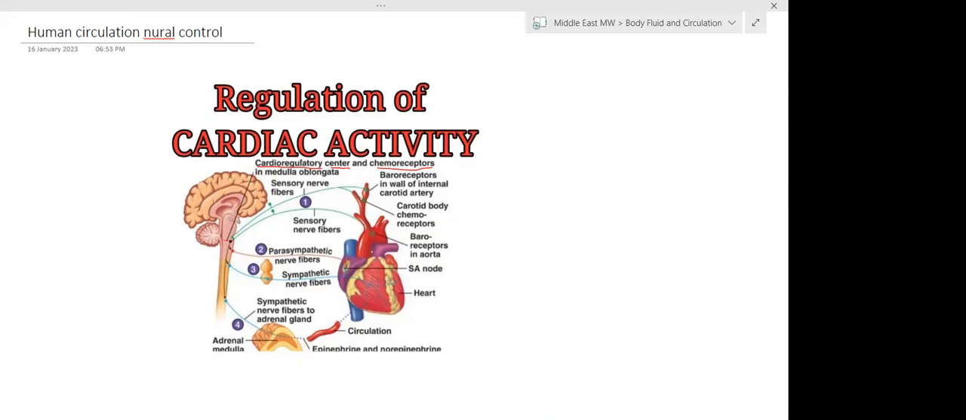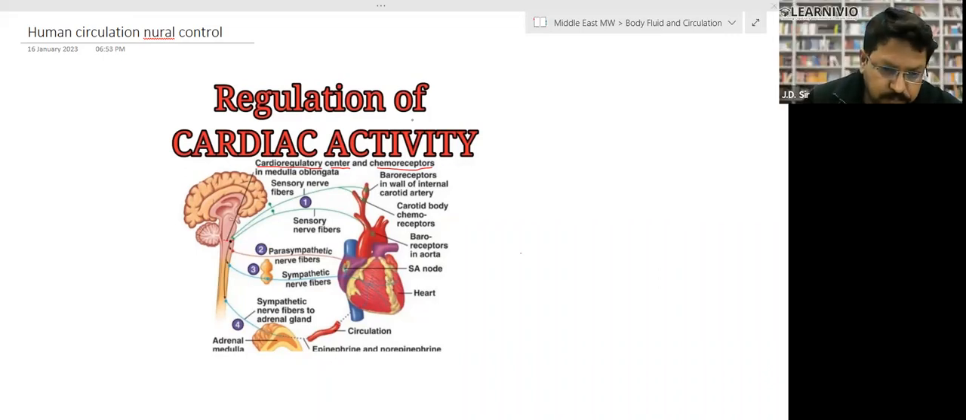Hello, Affaf. Am I audible to you? Yes. Okay. So look, that is present in medulla oblongata, right? It means the cardiac activity of body, basically the control center of the heart, is present in our hind brain. And which part of the hind brain? That is the medulla oblongata, and the stalk of the brain, right? This is the part which connects the brain to the backbone.